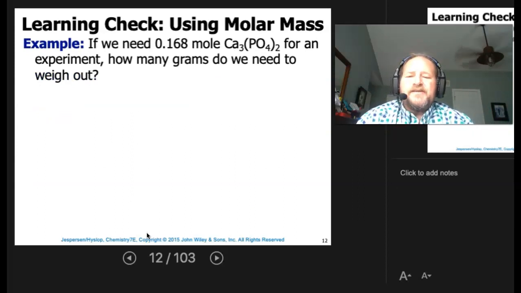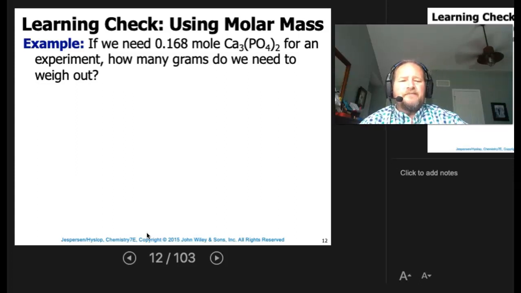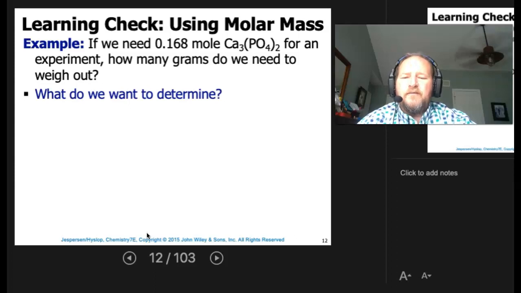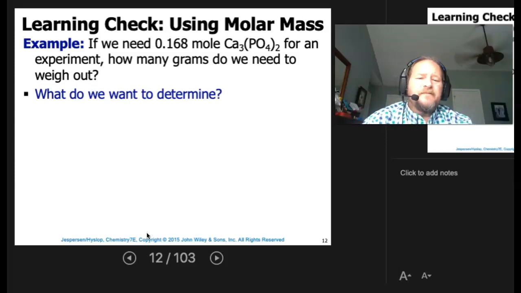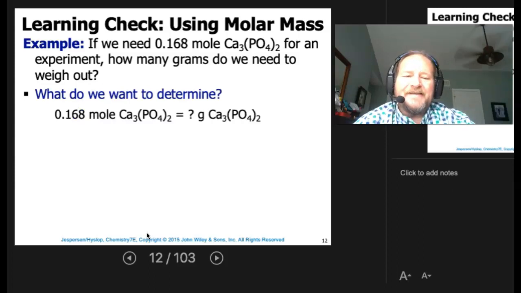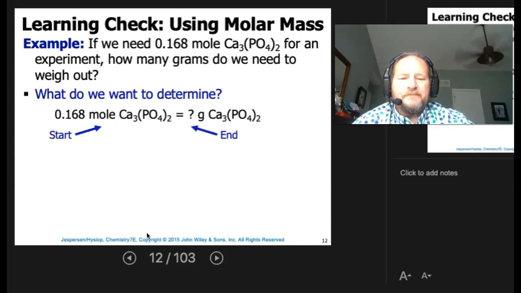If we need 0.168 moles of calcium phosphate for an experiment, how many grams do we need to weigh out? Well, here we want to determine what? Right, now we want the mass of the calcium phosphate. We're going to start with moles. So typically what we can do is think of this as always going to be a conversion, but everything's going to center around the mole.